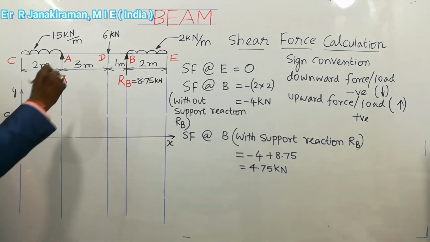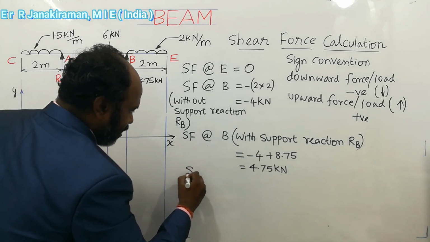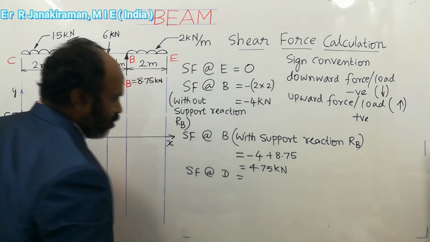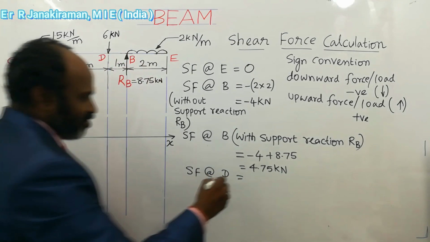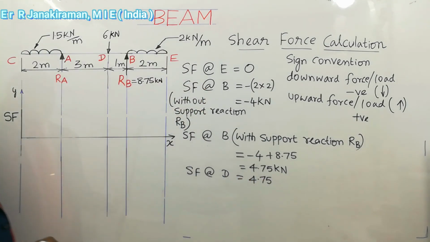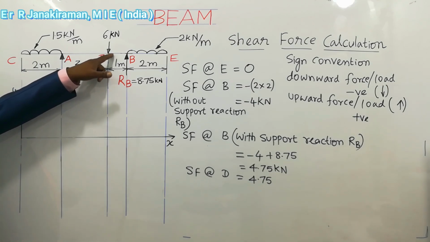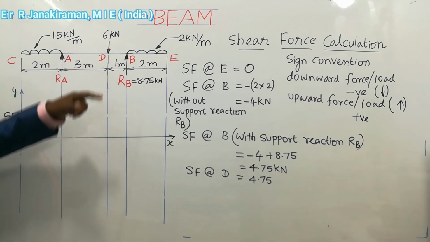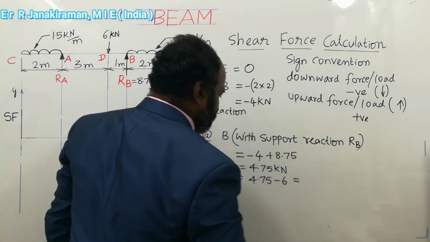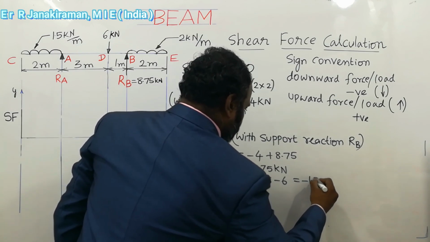Next is the shear force at point D. So SF at D is equal to the previous value, 4.75, that you write down. 4.75, and at point D, what load is there? 6 kilonewton is a load acting downward, so negative, so minus 6 is equal to 1.25, that is minus 1.25 kilonewton.